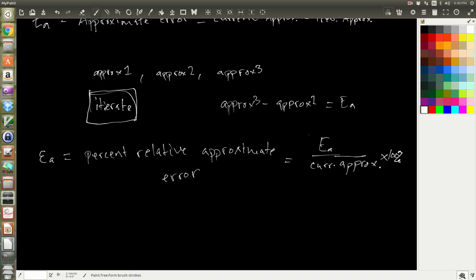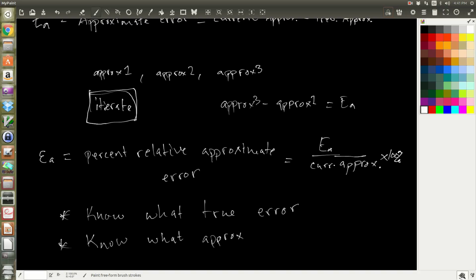So now we can quantify that using these terms, percent relative error and the actual error, both the true value and the approximate value. So you should know what true error is now. And you should also know what approximate error is and how they're related to each other.